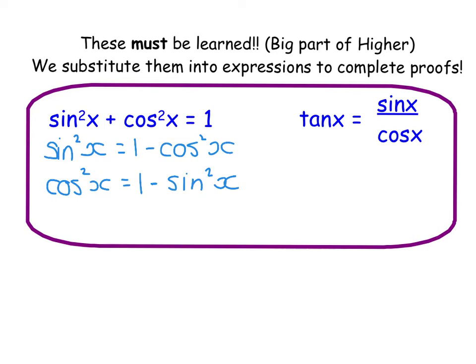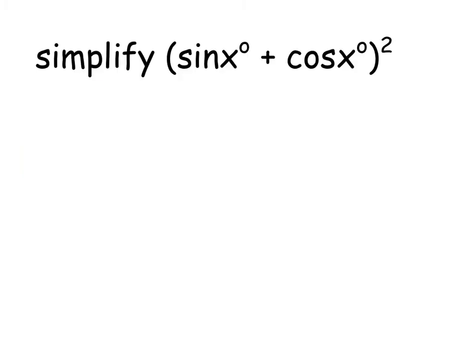So it all comes from remembering the 2 that I had at the start of the screen. You don't need to necessarily remember these 2 off by heart, because you can manipulate the sine squared plus cos squared one. So let's have a look at some of these. I've got quite a few examples, and then there's some questions at the end you can try from previous exams.